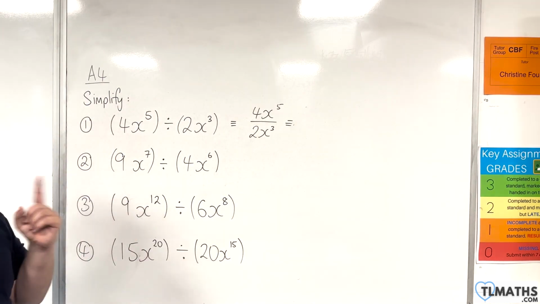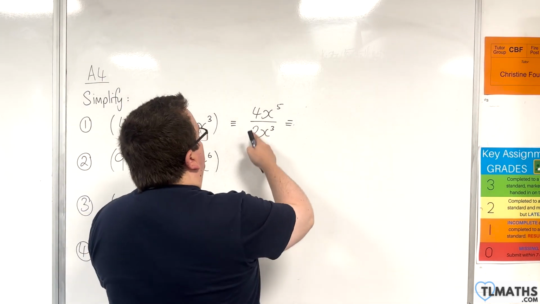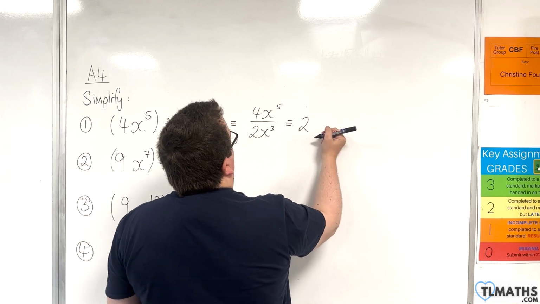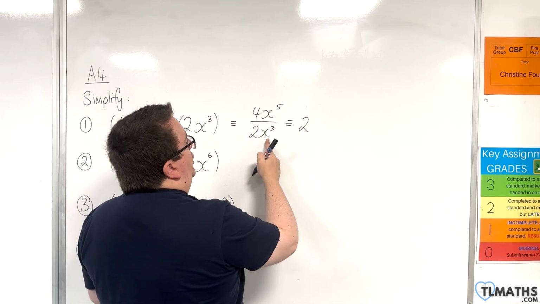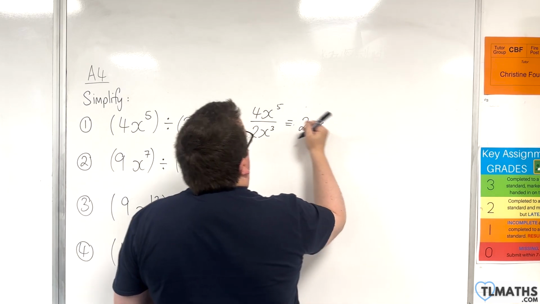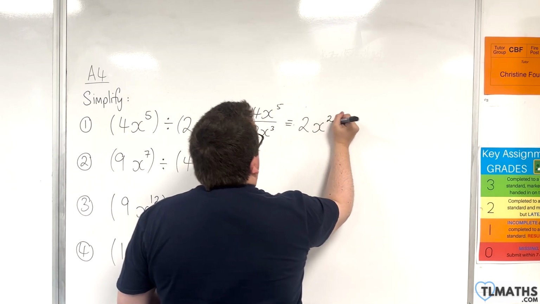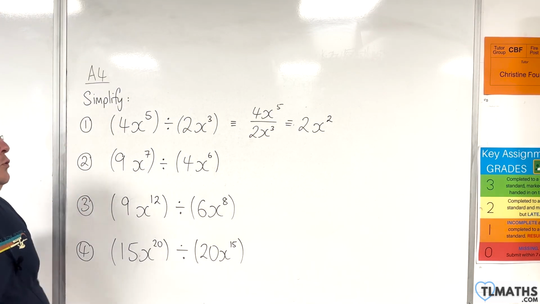And we want to deal with the coefficients first. So 4 divided by 2 is 2. Then deal with the algebra part. So x to the 5 divided by x cubed will be x to the power of 5 take away 3, is 2. So 2x squared is what we're looking for.